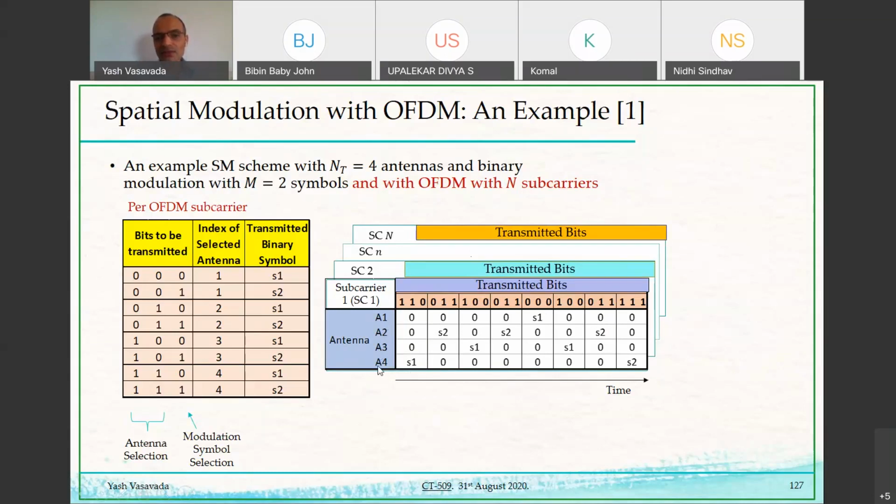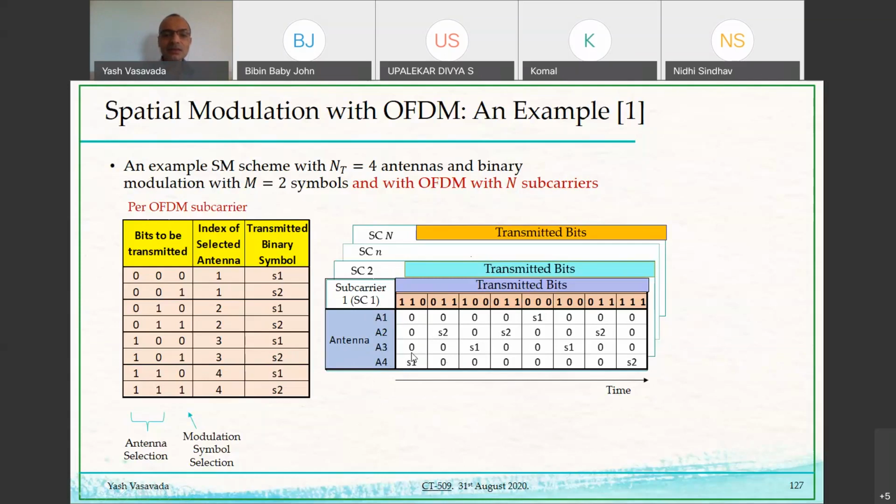Maybe antenna 4 is transmitting on subcarrier 1. Antenna 3 might be transmitting on subcarrier 2, and so on. It could also be that antenna 4 is transmitting S1 on subcarrier 1 and maybe S2 on subcarrier 2. There can be all sorts of possibilities. But now, in general, at any given time, all the 4 antennas may be active. So one of the advantages of SM, that we need less number of RF chains, is not present here.